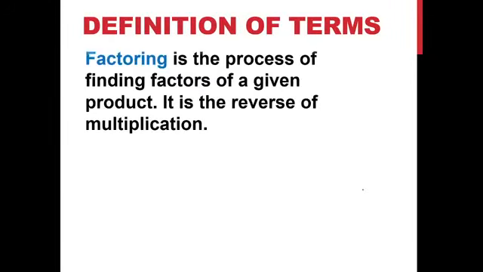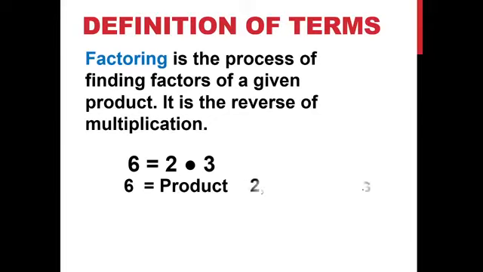Let's begin with the definition of terms. Factoring is a process of finding factors of a given product. It is the reverse of multiplication. If you have 6, the factors are 2 times 3. So 6 is the product, and 2 and 3 are the factors.